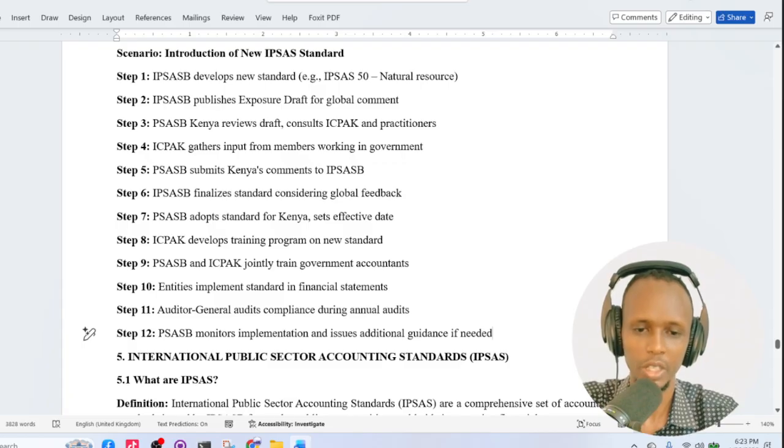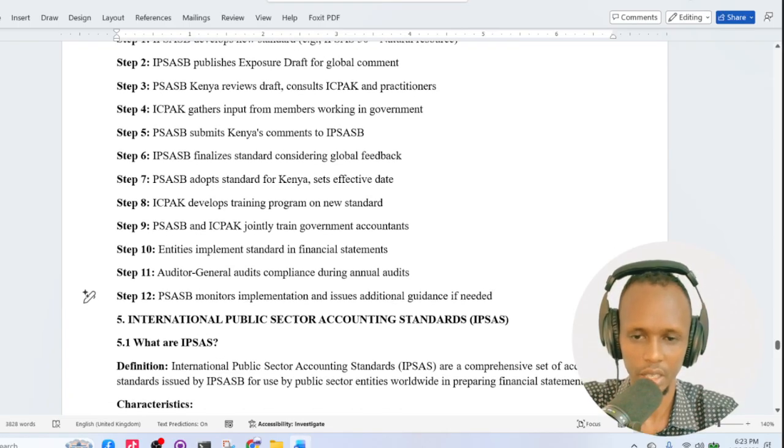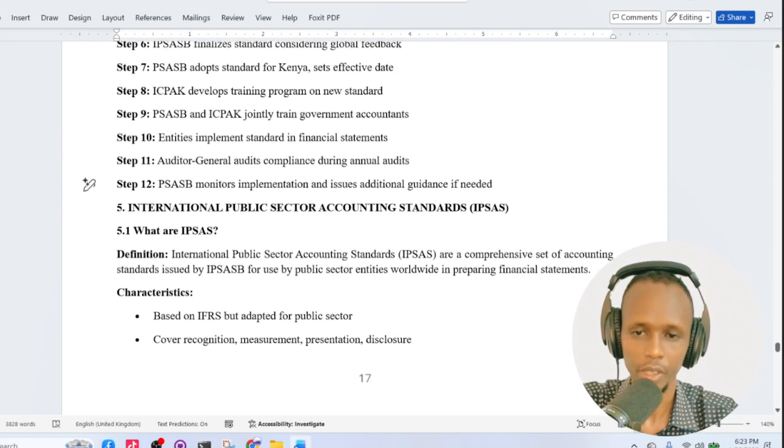PSSP monitors implementation and issues additional guidance if needed. So how do they monitor? Through the Auditor General feedback. So that is the end of section 4.